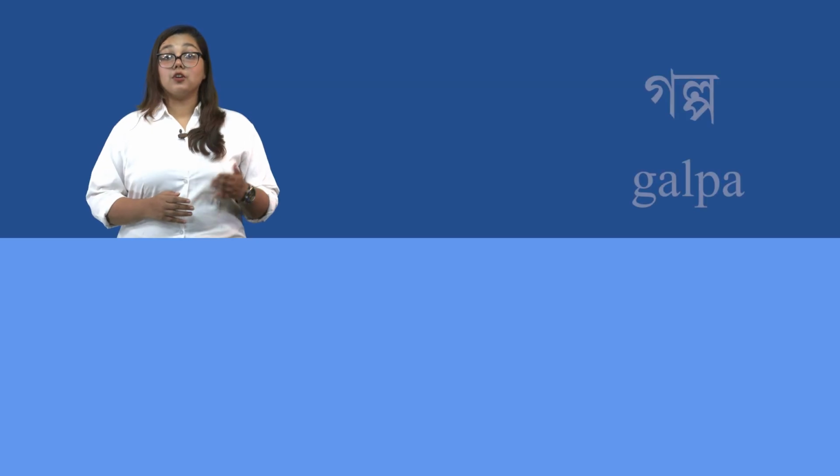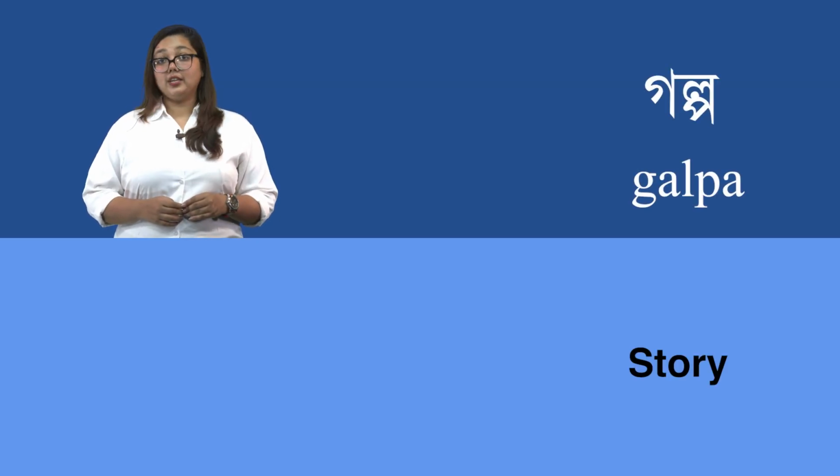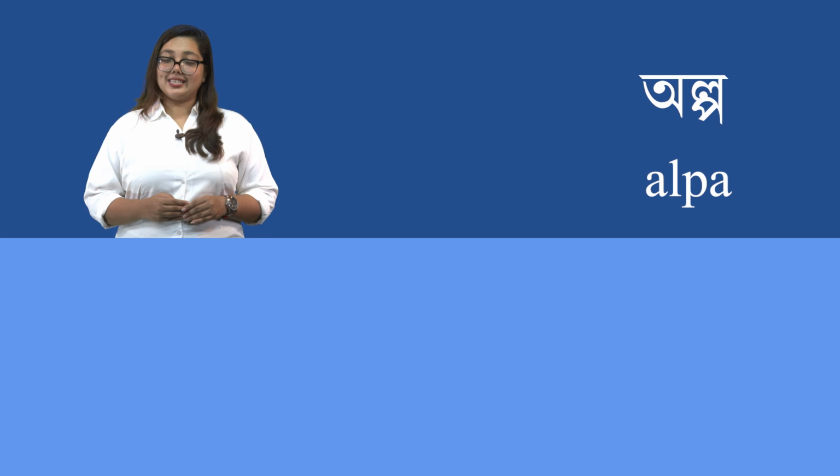In this cluster, the second member Po attaches below the first member Lo. Both of the consonants here retain their shapes while forming the cluster. In words, we have Golpo, which means story, and Olpo means little.